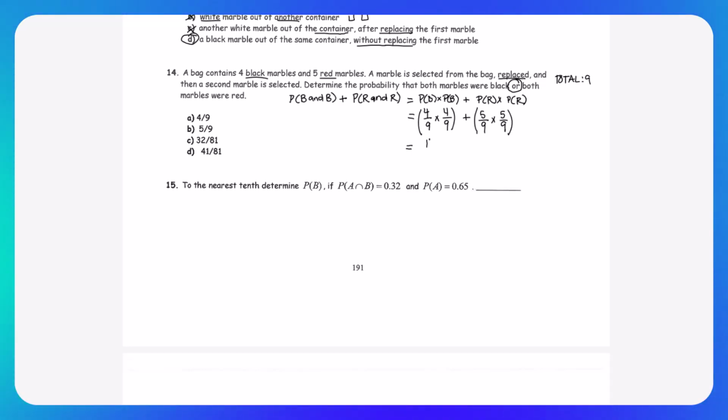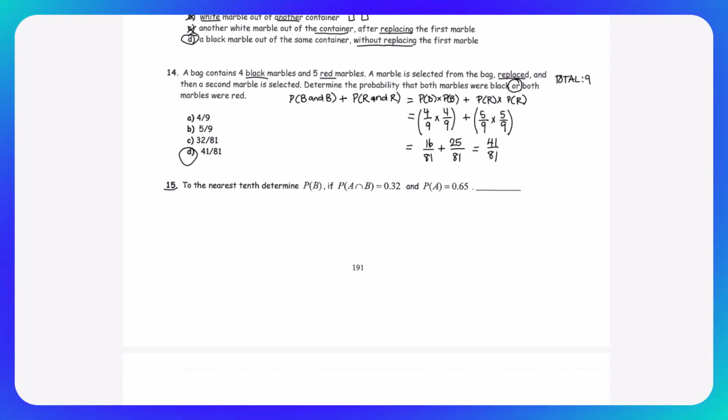So 4 times 4 is 16, over 9 times 9 is 81, plus 5 times 5 is 25, over 9 times 9 is 81. And so we've got a common denominator, so we just add those numerators together, which gives us 41 over 81. And our answer is C.